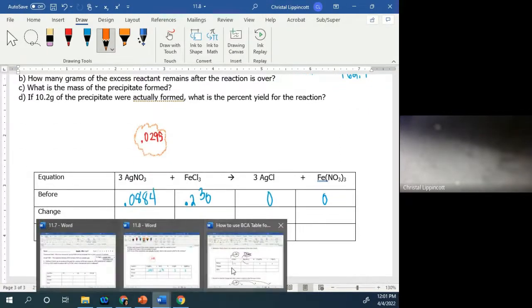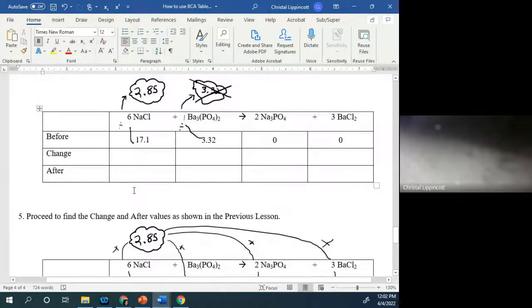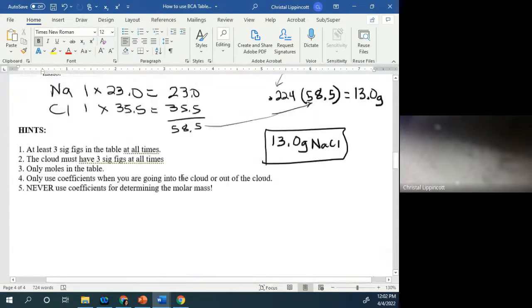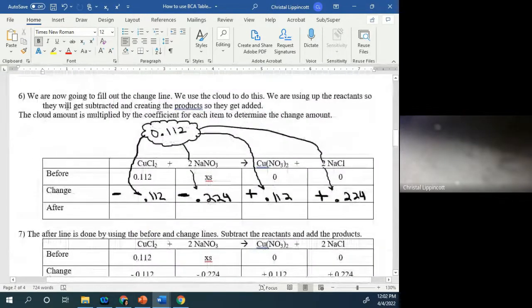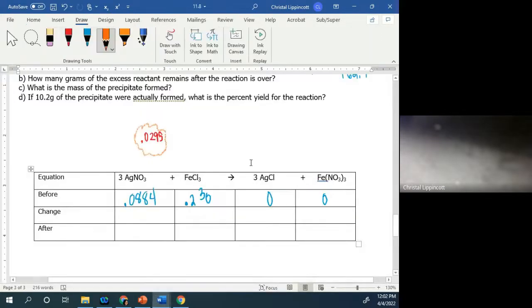So my instructions tell me, if I go back over here, proceed as shown in the previous lesson. So that would be back up here. When we're doing these, it says we're now going to fill in the change line. We're going to use up the reactants so they get subtracted, and creating products so they get added. The cloud amount is multiplied by the coefficient. Okay, so let's go back over here and do that. So I am going to subtract from my reactants, and I'm going to add to my products.